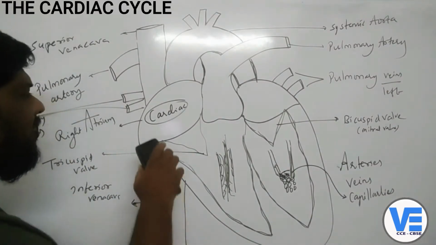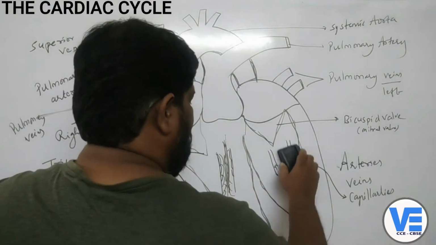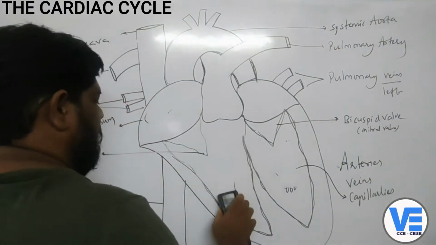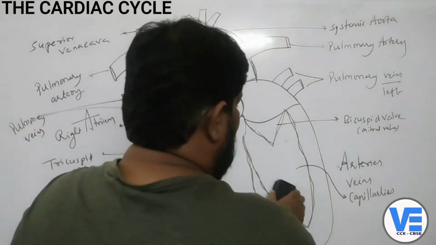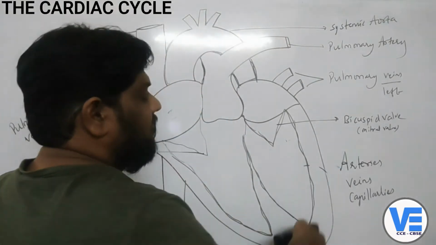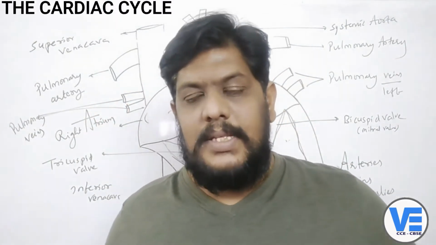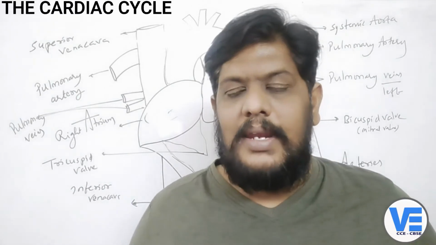What is the name of the muscle? Cardiac muscle. Okay, children, that is what you have to keep in your mind. Because it is a muscle, it can contract and it can relax. Muscles are the ones which can easily contract and relax.